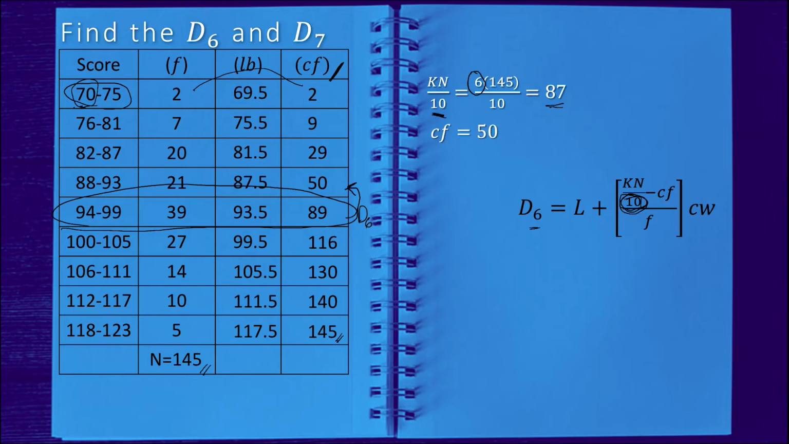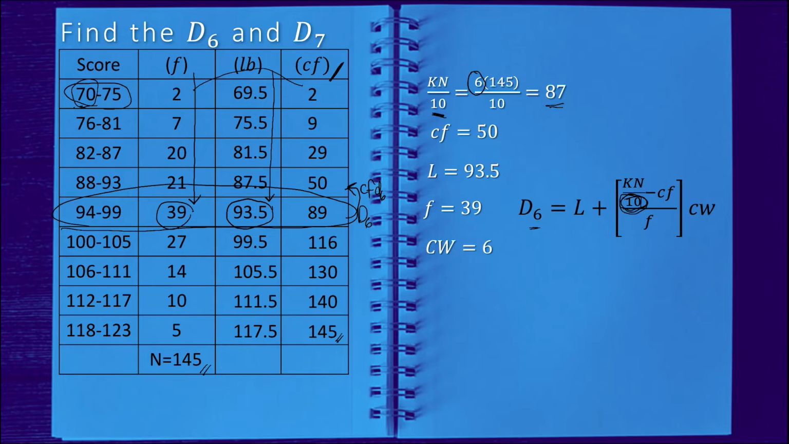Now, next, para makuha natin si CF, that is the cumulative frequency before. So, that is 50. Lagay natin ang symbol, CFD6. Yan. Next natin is si L. Titingin po tayo sa cumulative lower boundary. Tapos sa D6, that is 93.5. Ayan po. Next is the frequency. Sa frequency, tingin kayo sa frequency. And then, sa ating D sub 6, that is 39. And the CW is 6.